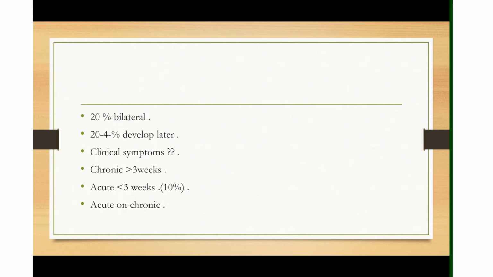Now, depending upon the duration, we can classify slipped capital femoral epiphysis into three types. The most common one is chronic. That means the duration is more than 3 weeks. Acute means the duration is less than 3 weeks. Now, the patient may have had this condition for long, and suddenly presents to you with severe hip joint pain and restricted movements, and then that becomes the acute on chronic type.